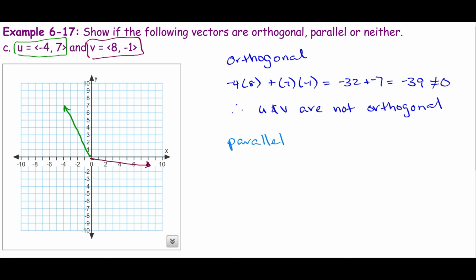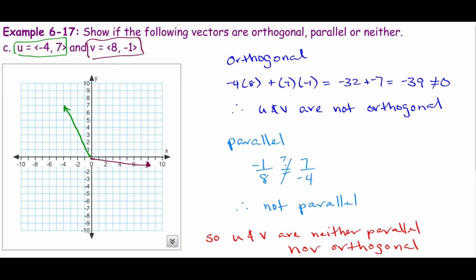Next, we'll test for parallel. We're going to test whether the ratios are the same. Does negative 1 over 8 equal 7 over negative 4? Obviously, these are not equal. Therefore, these are not parallel. So u and v are neither parallel nor orthogonal.